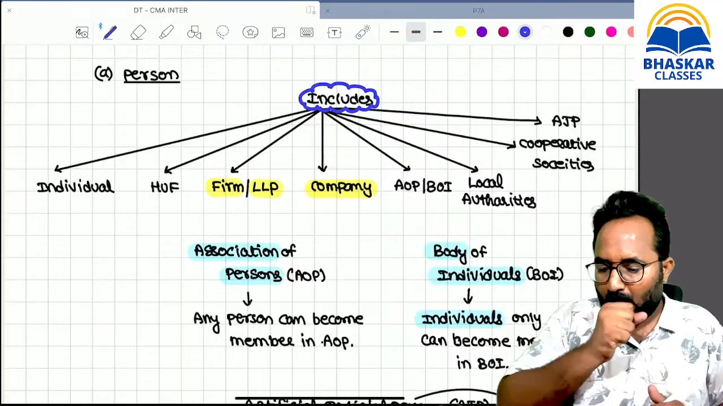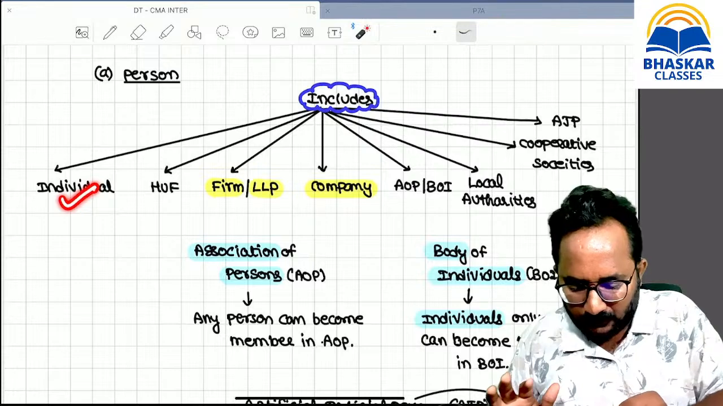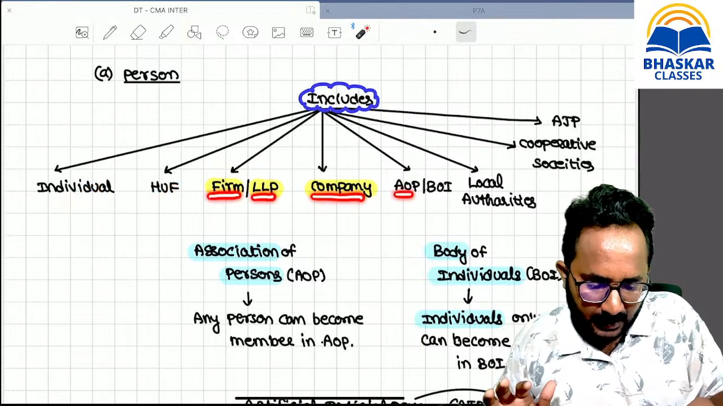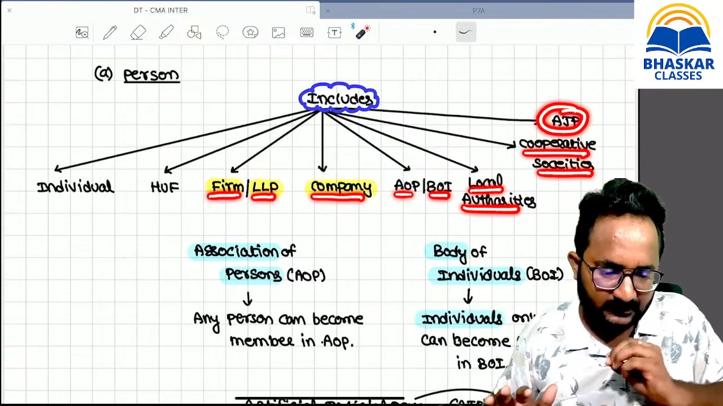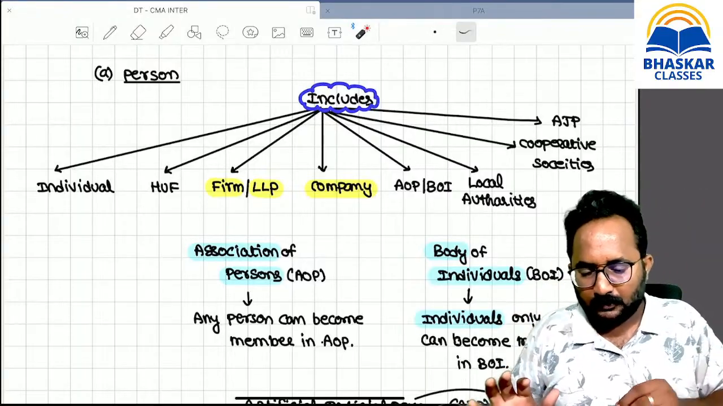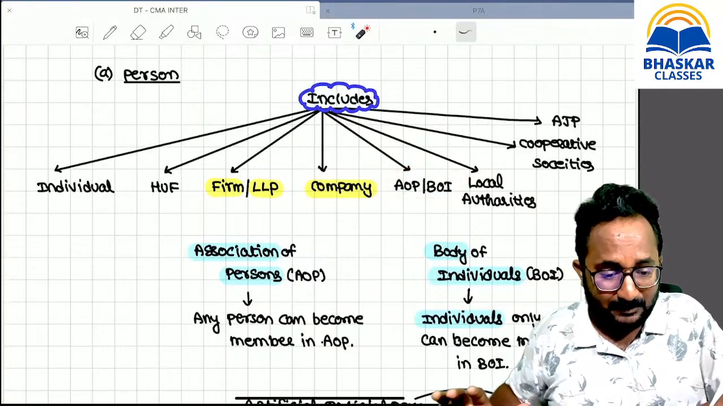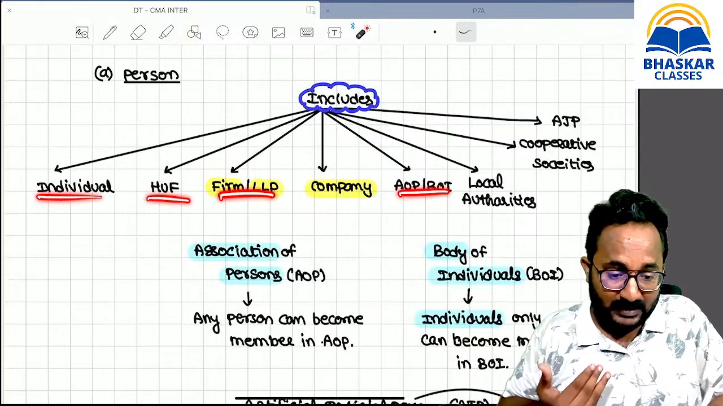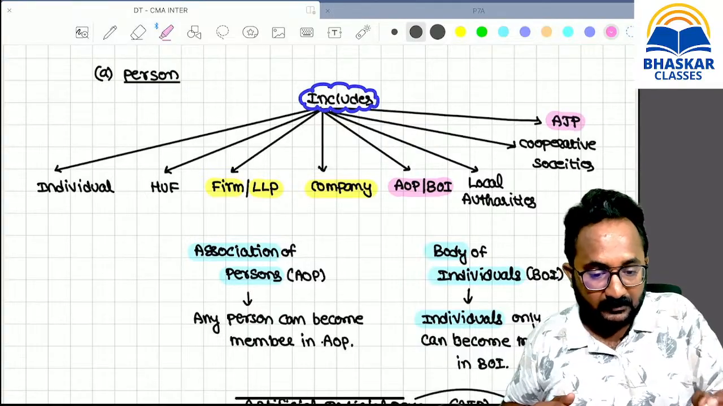So the inclusive definition: individual, HUF, partnership firm, LLP, company, AOP, BOI, local authority, cooperative society, AJP. These are all included in the definition of person. You know all of these very well from the foundation level, but I want to tell you about AOP, BOI and AJP.